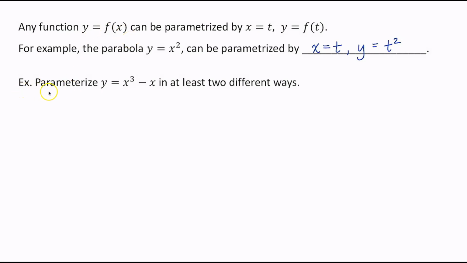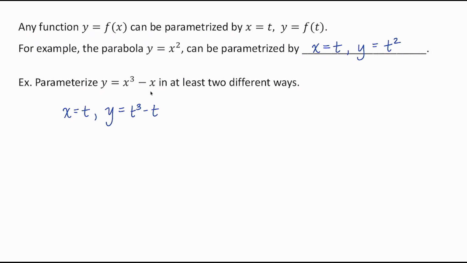So here in this example, let's parameterize y equals x cubed minus x in at least two different ways. So let's start with sort of the boring way. Let's let x equal t, and then y is going to be equal to t cubed minus t. So we let x equal t, and then wherever there was an x in the original function, we're going to replace with a t. Because remember, to eliminate the parameter, we can just replace t with x, and then boom, we get back to the original. So this is one possibility.